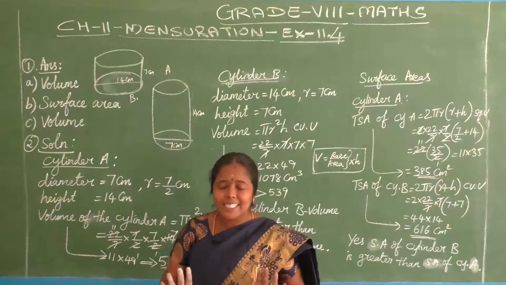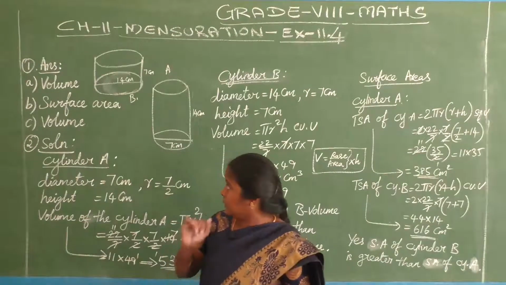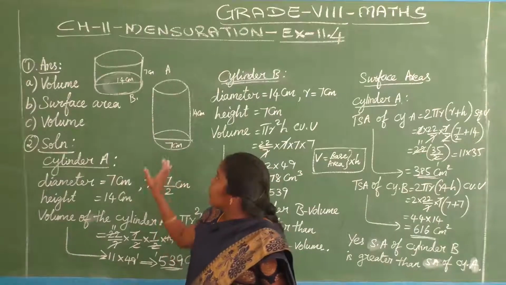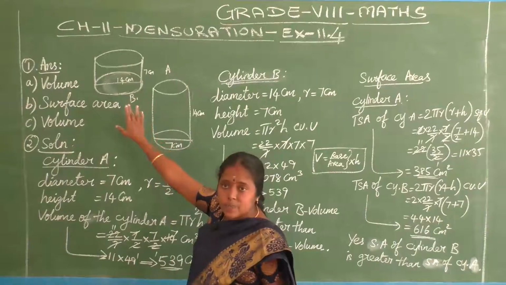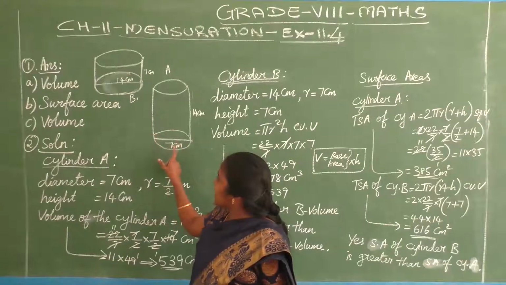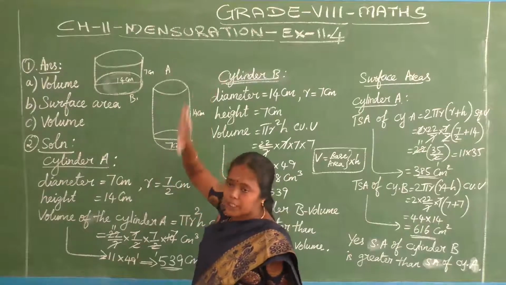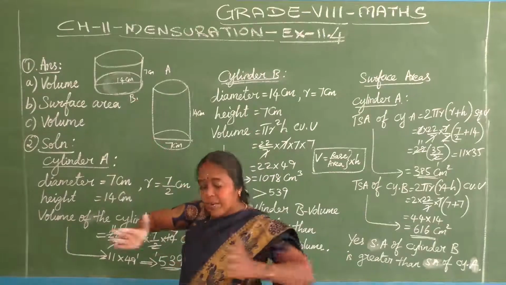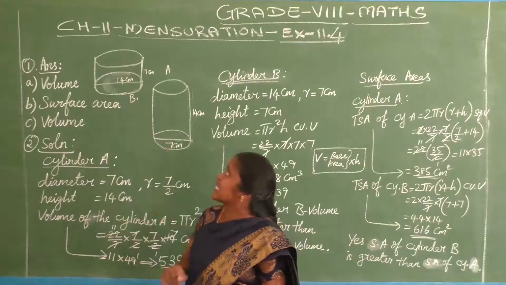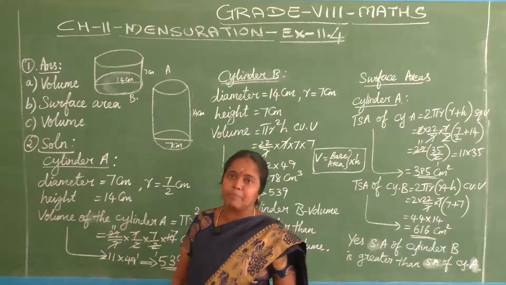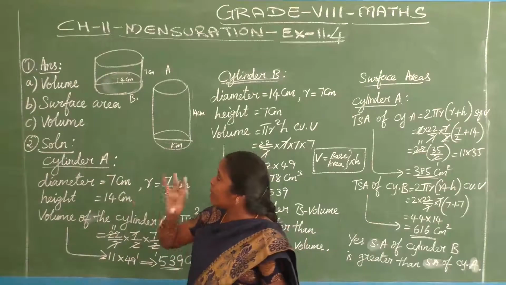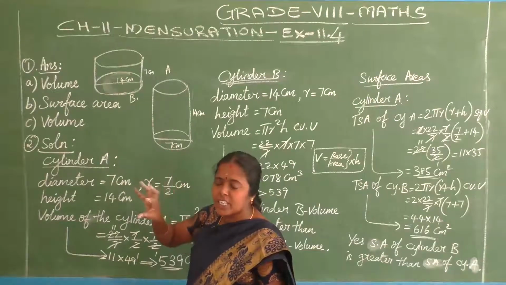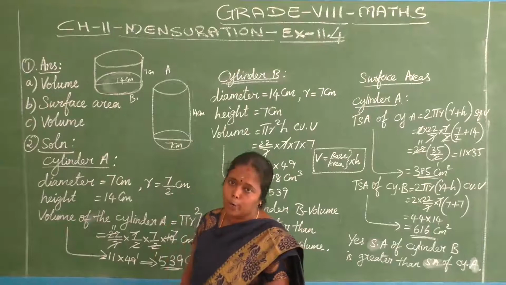Understood? What is given, what we have to do. Two cylindrical objects are mentioned in the book. This is cylinder A, that is cylinder B. Cylinder A diameter is 7, height is 14, vertically bigger. Cylinder B diameter is 14, height is 7, horizontally increased. So here they are asking, without doing any calculation, check which cylinder has greater volume.